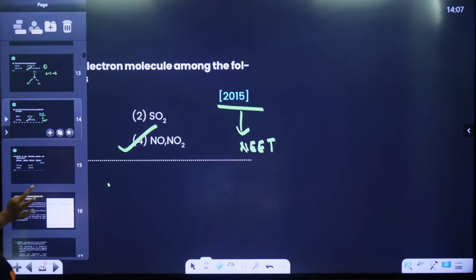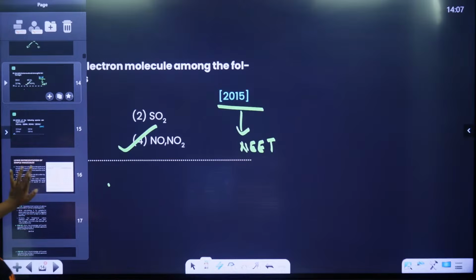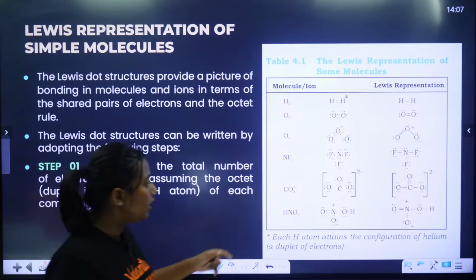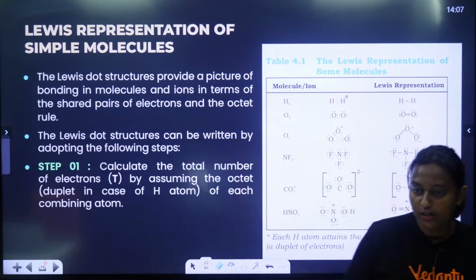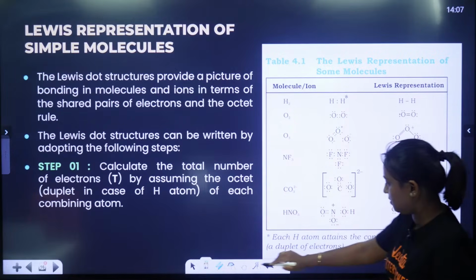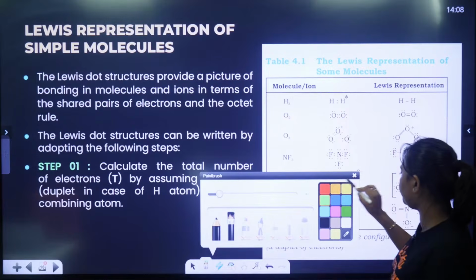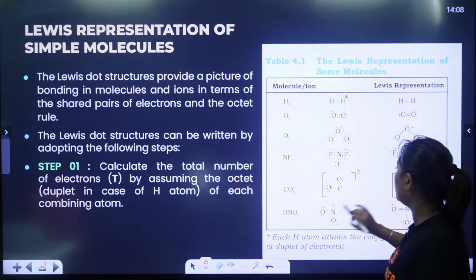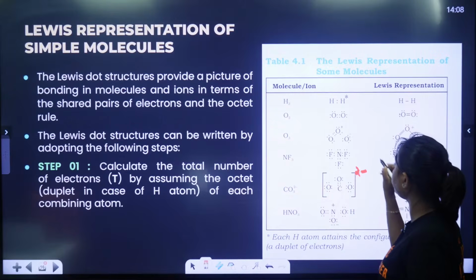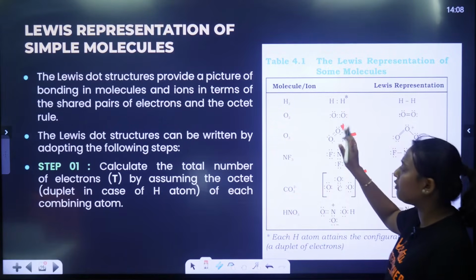Then we are moving to the next topic, that is Lewis representation of symbols of molecules. We already discussed Lewis representation. Charged molecules are there, meaning sometimes a minus is there. So you can represent using 2 minus, minus, plus, with electrons.